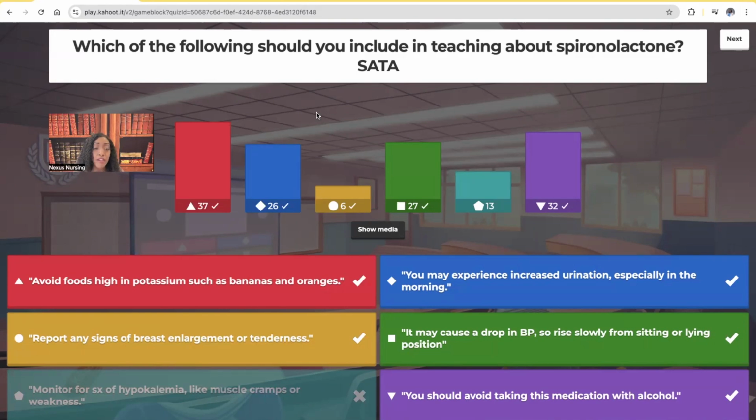Report any signs of breast enlargement or tenderness. Wow, only 6 of you guys chose this, and this is true, right? Spironolactone, yes, it can cause breast enlargement, and by the way, this is an adverse effect. That's why they need to report it. Because if a patient experiences this, they're most likely going to be placed on a different type of diuretic, a different type of drug. But anyway, it can cause breast enlargement, breast tenderness, breast pain. Okay. So yes, that's true.